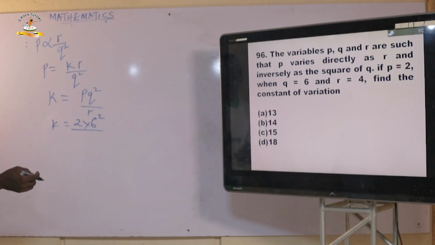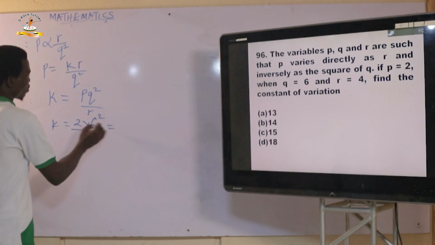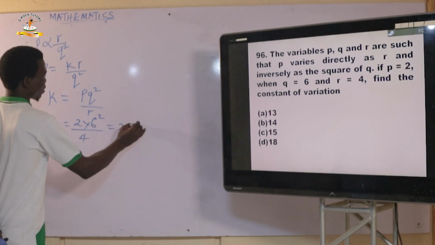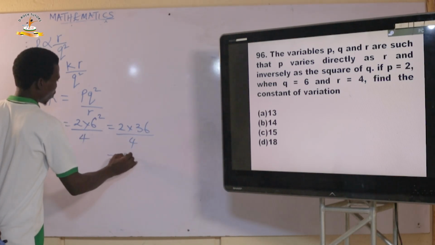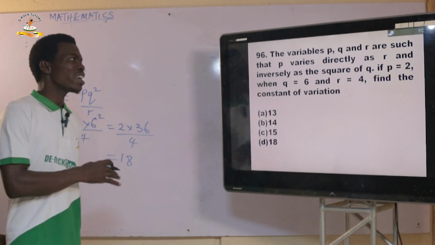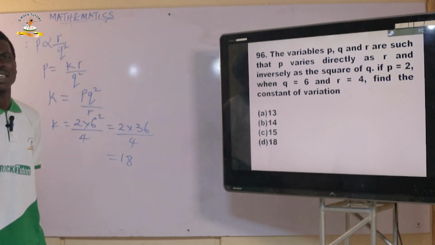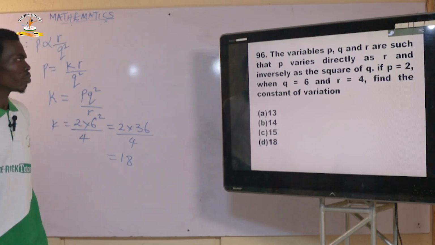And R is 4 with 4. So what is this? We have 2 times this 36, all divided by 4, and this is simply what? 18. So our constant of proportionality is what? Is 18. So D is the correct option there. We go to the next question.